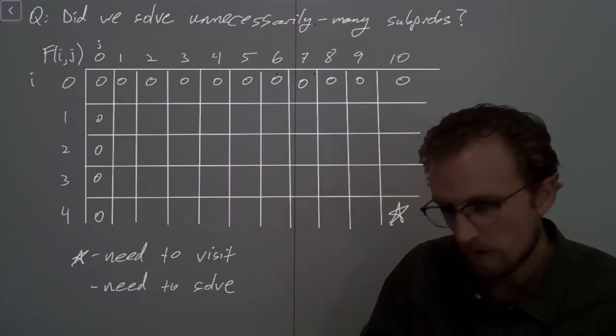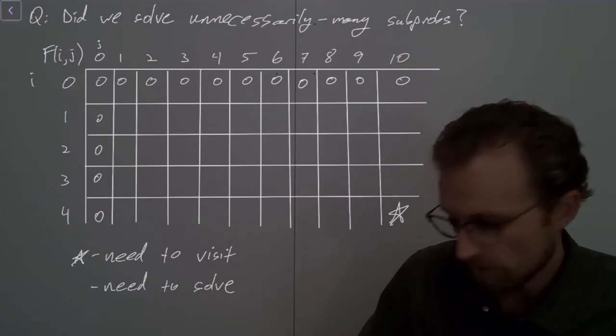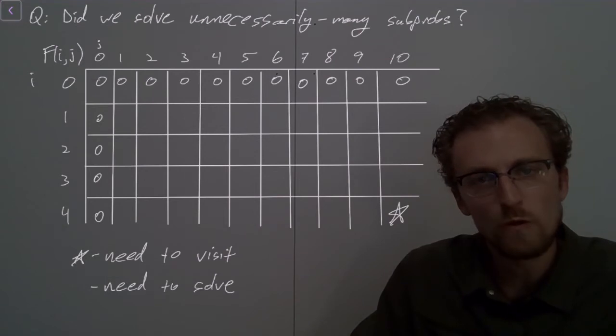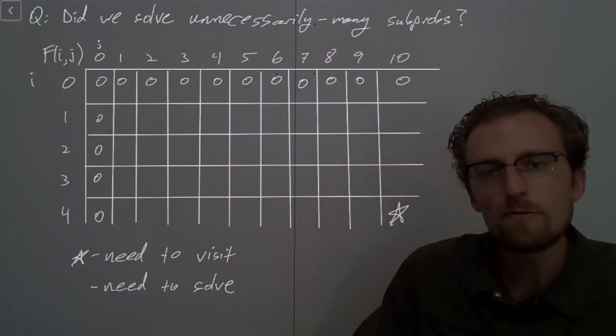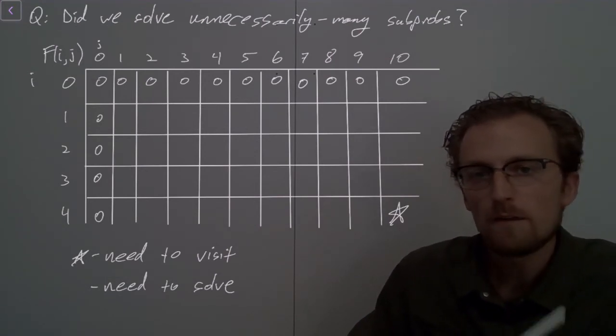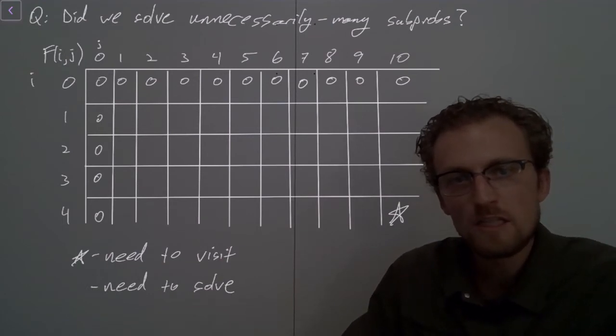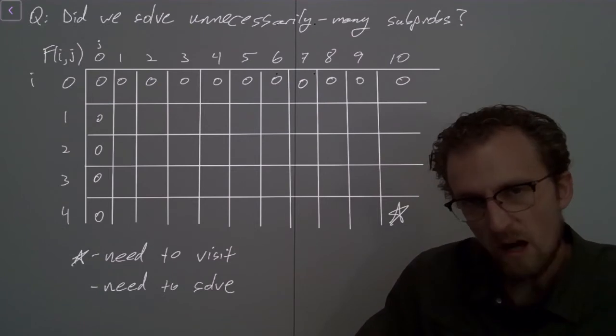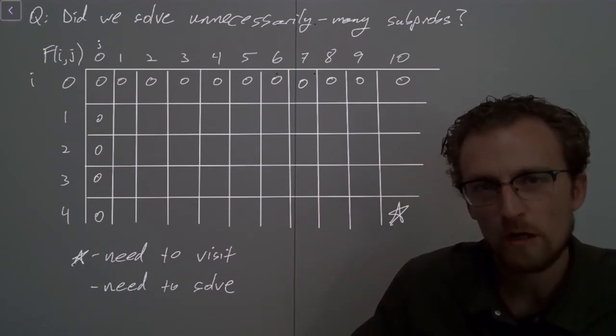Okay, so the goal is to solve the lower right corner, right? So to do this, what do we need to know? Well, we always need to know something directly above us, right? Every single cell, if it has a star in it, the cells above it need to have stars in them as well. And that's because it's always possible that 4 is not a part of the optimal subset.